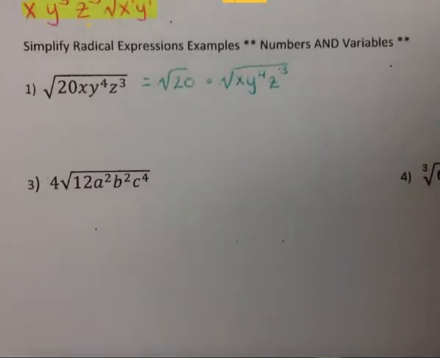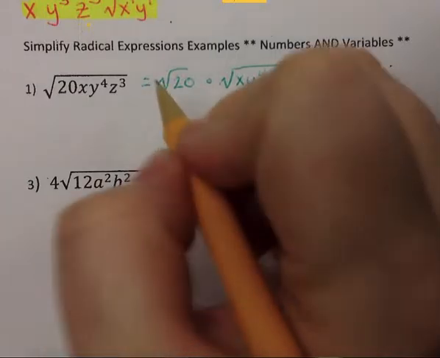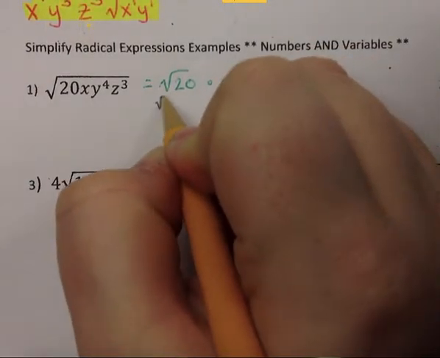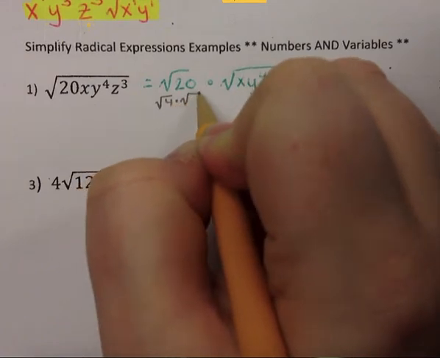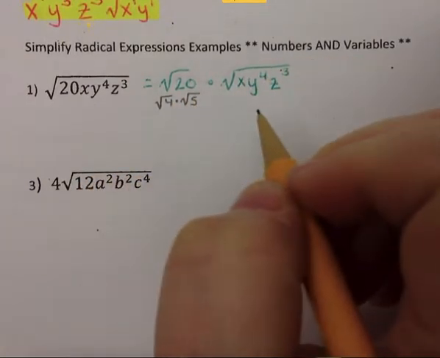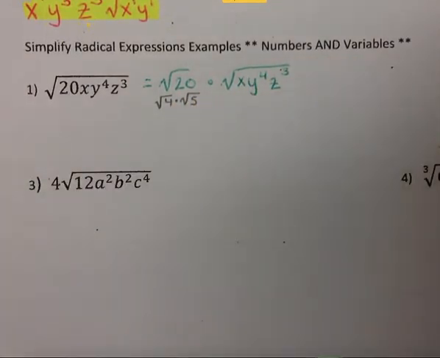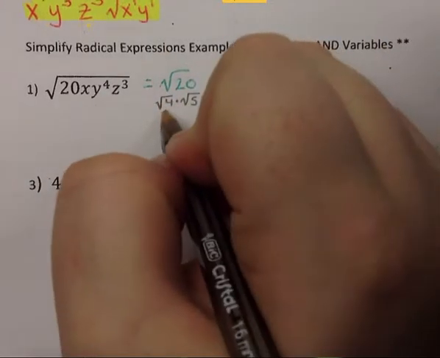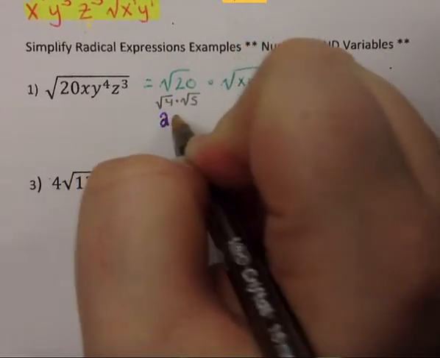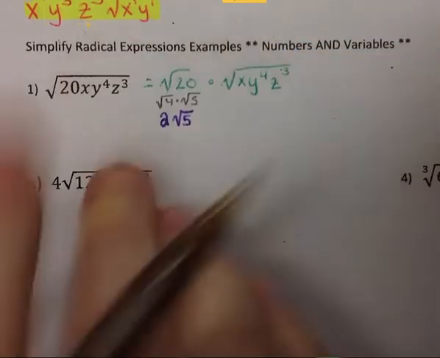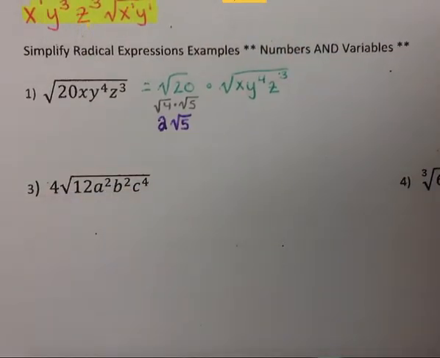So the first part is the square root of 20. I want to know the biggest perfect square that goes into 20, which is 4. So this is the square root of 4 times the square root of 5. So I know that the square root of 20 will become 2 square root of 5. I don't do anything with that yet. I know I will have to do something with it later.